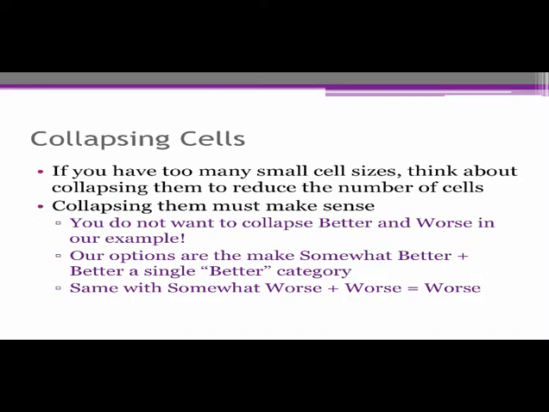In our case, we have several options for collapsing cells. They need to make sense in the way that you collapse them, though. So we wouldn't want to collapse better and worse into the same category because they're on opposite ends of our spectrum here. We wouldn't want to collapse somewhat worse with better or somewhat better with worse. We really have the option to make somewhat better and better a single better category, and make somewhat worse and worse a single worse category. That will give us 3 levels: better, the same, or worse.